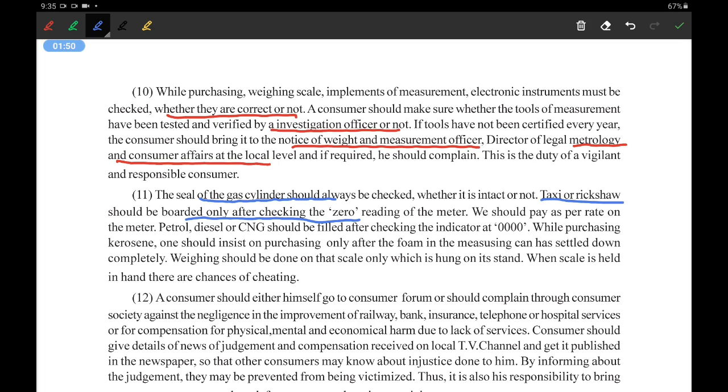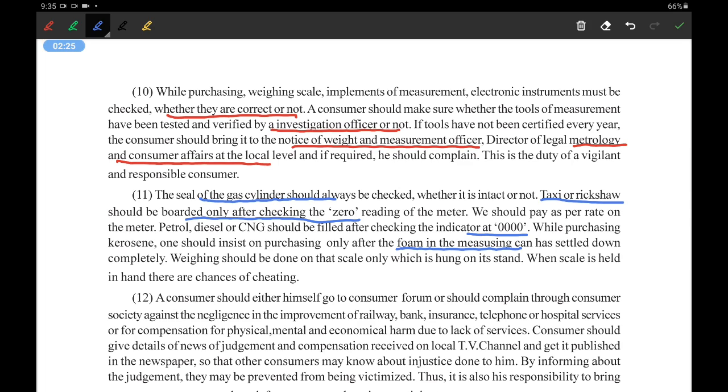Petrol or CNG should be filled after checking zero. At petrol pumps and refilling pumps, we should always check zero while filling up the fuel. While purchasing kerosene, one should insist on purchasing only after the foam is measured. When kerosene is filled up, a lot of foam gathers at the top of it, and that gives you a feeling that the container is full, but that is not the case. So we should always see that the proper amount of kerosene is available to you.